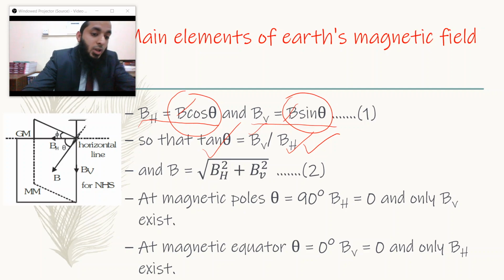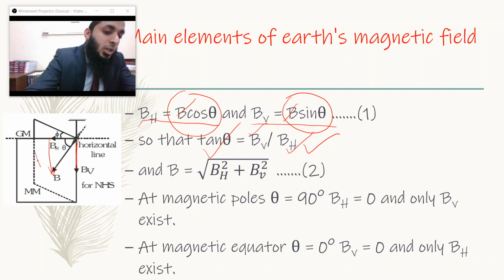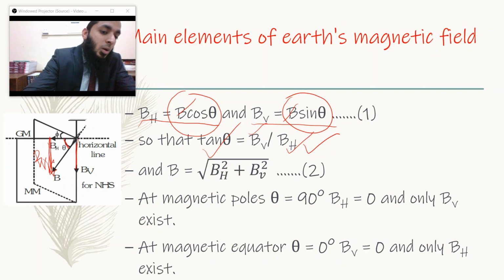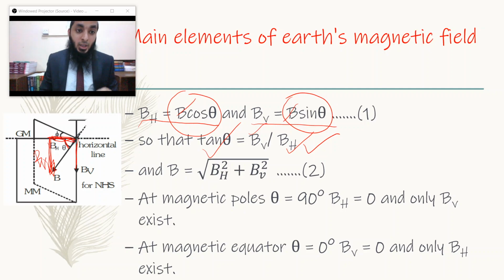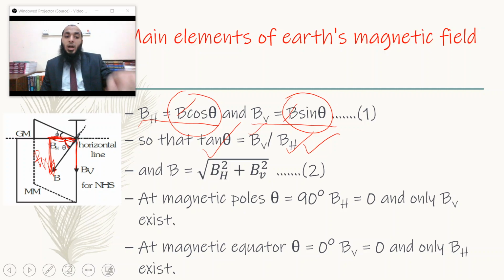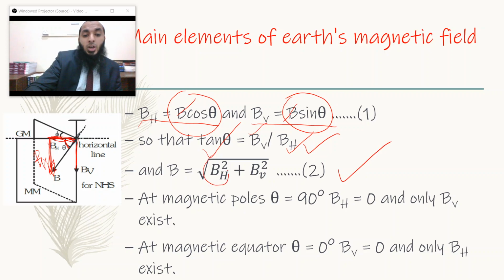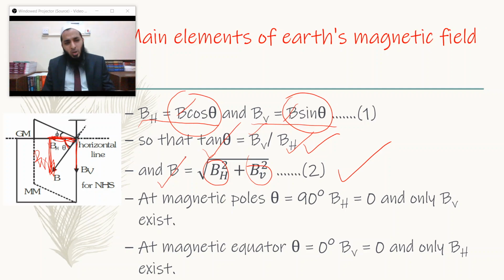You can get it from this figure also. This is the vertical component, so tan of this angle is opposite divided by adjacent. The opposite is BV, the vertical component of Earth's magnetic field, and the adjacent side is the horizontal component of the magnetic field. So tan theta is equal to opposite by adjacent. Very clear. And if you know the horizontal and vertical components, you can find the resultant by this equation, which you already know.